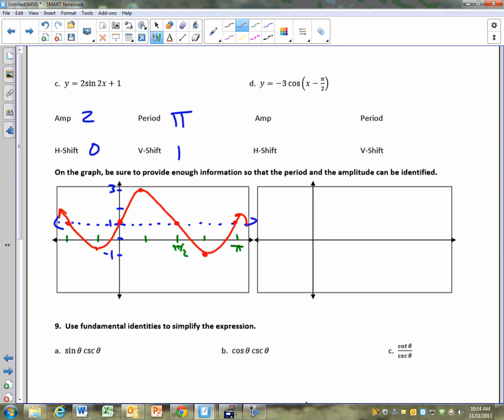If you remember, it took us a while to learn how to do that, but now it's pretty straightforward. See if you can do D on your own. D has a horizontal shift. See if you can do it. Good luck.